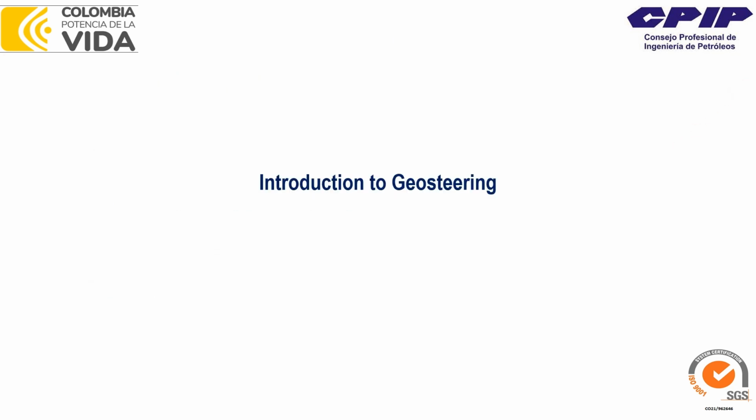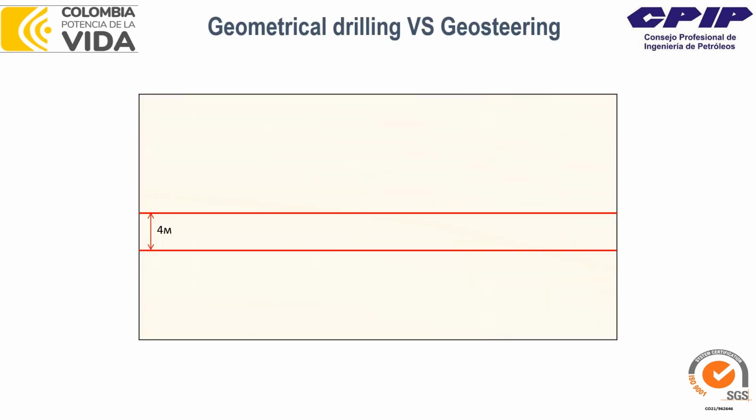Introduction to geosteering. First of all, what is the difference between geosteering and geometrical drilling? Geometrical drilling is the approach where they drill the horizontal well according to the plan without any changes. For example, here we have our formation target with a thickness of 4 meters. And now we're going to plan this well using the geometrical approach.